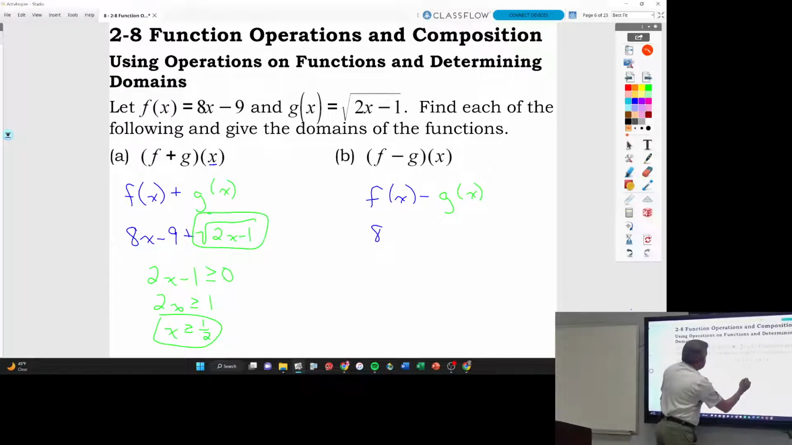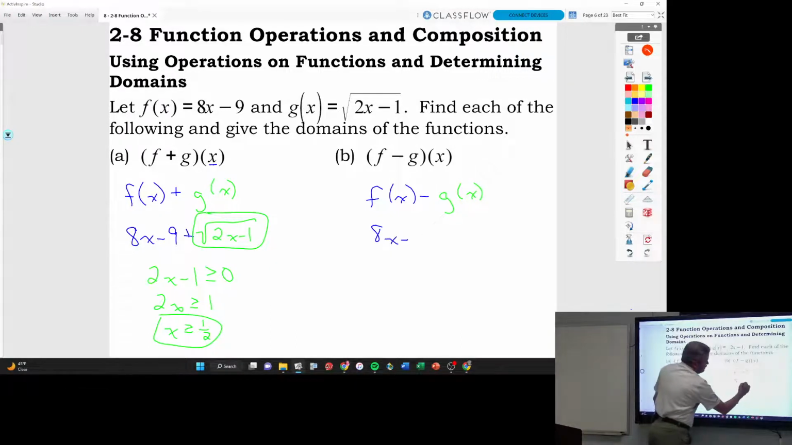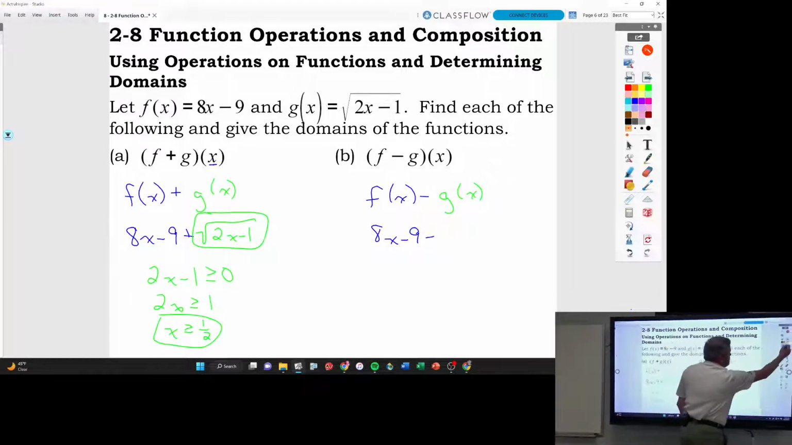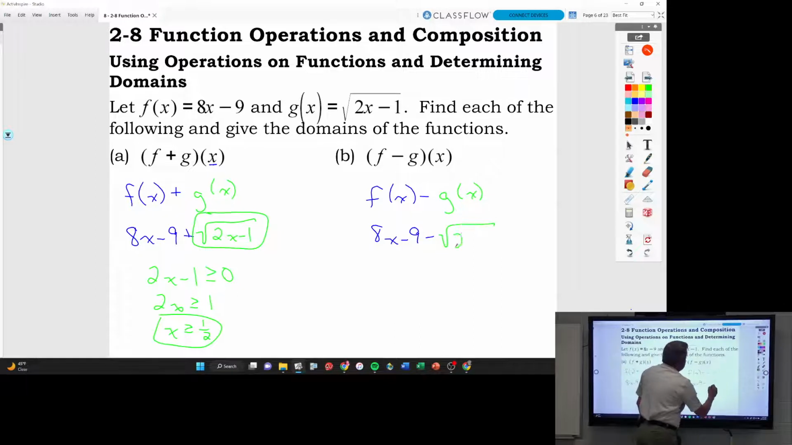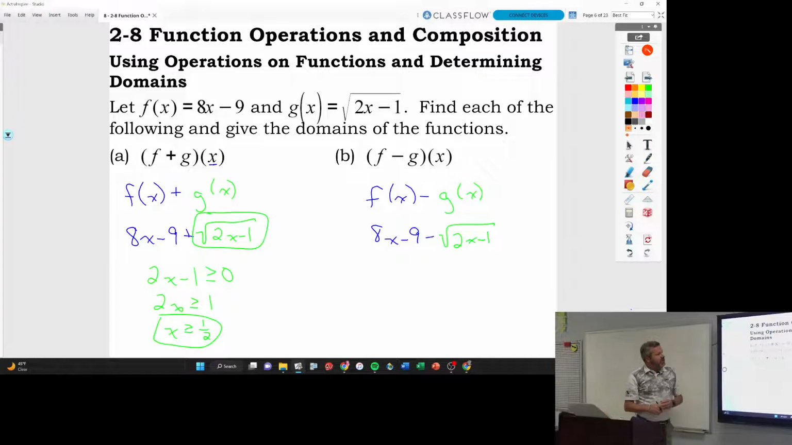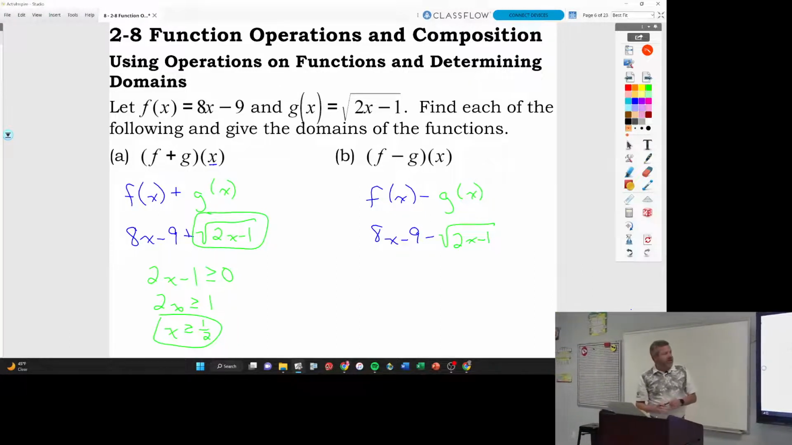So the f function is 8x minus 9 minus the g function, the square root of 2x minus 1. So that is the value of f minus g of x.